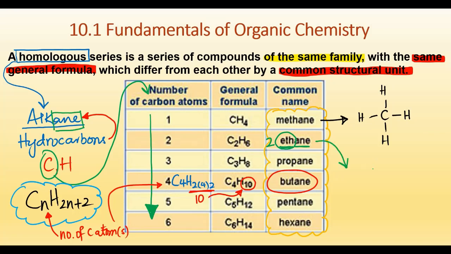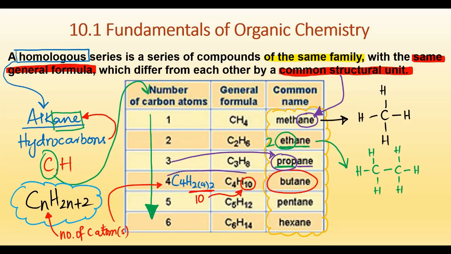In order to draw the ethane molecule, first of all draw 2 carbon atoms linking together with a single covalent bond, and then join 6 hydrogen atoms surrounding these 2 carbon atoms by single covalent bonds. Similarly, propane contains 3 carbon atoms. Prop means 3 and ane means alkane. All anes mean they contain single covalent bonds. So the same structural unit is the presence of the single covalent bond in all alkanes.